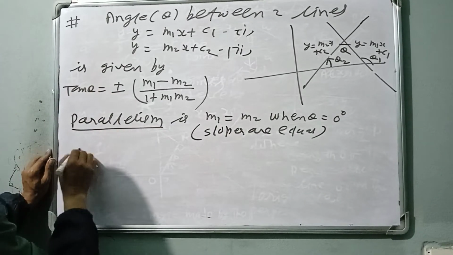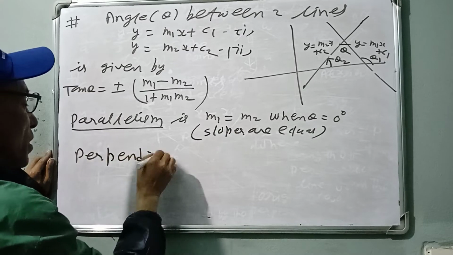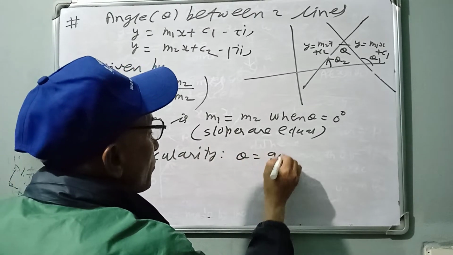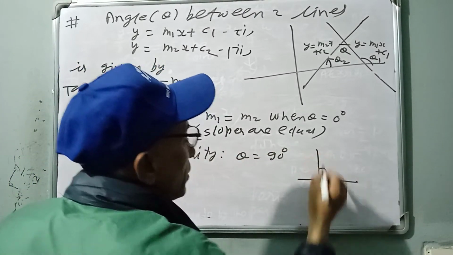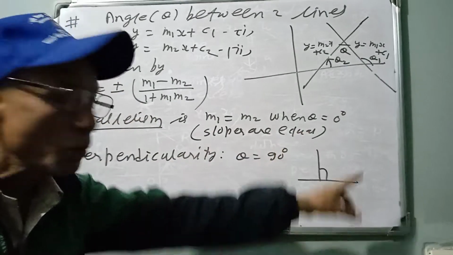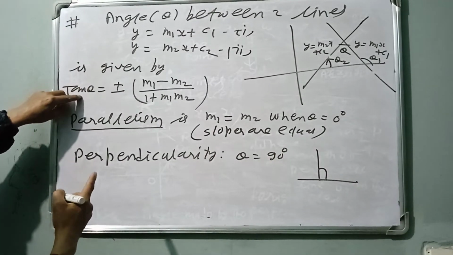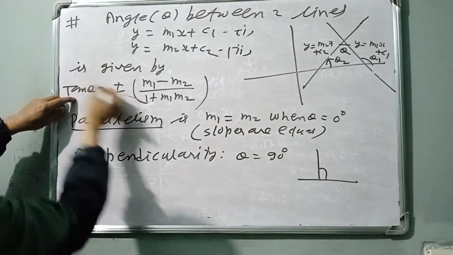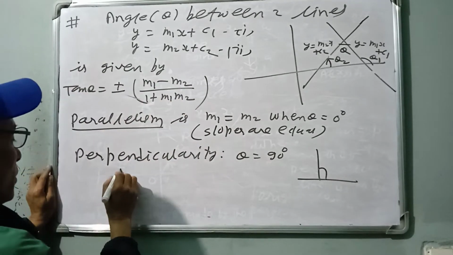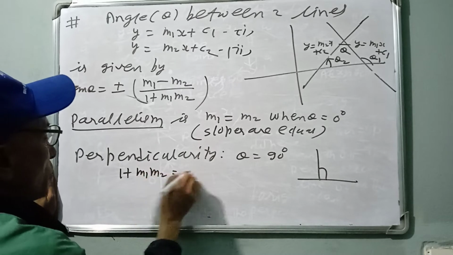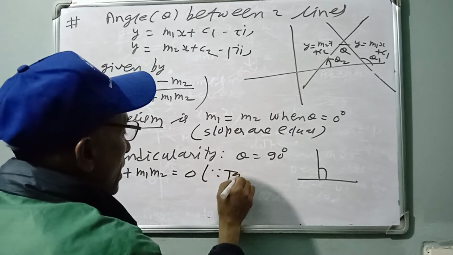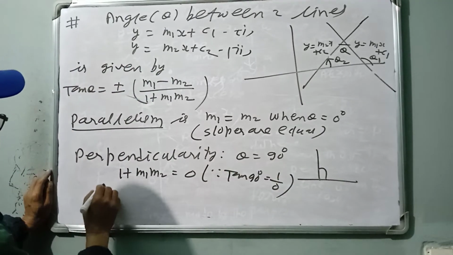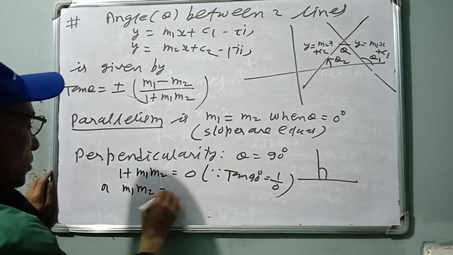What is the condition of perpendicularity? Theta equal 90 degree. For two lines to be perpendicular, the angle between the two lines is 90 degree. Tan 90 degree means sin 90 by cos 90, which is 1 by 0. Cross multiplying, 1 plus m1 m2 equal 0, because tan 90 degree equal 1 by 0, so m1 m2 equal minus 1.